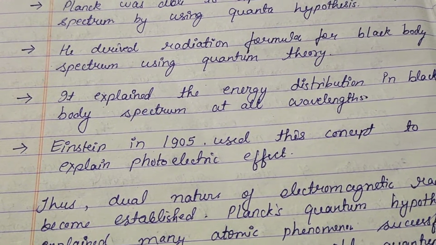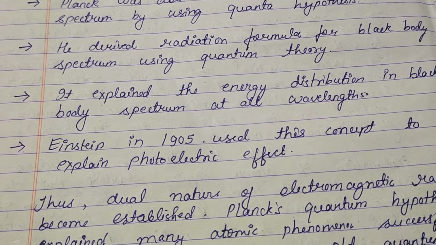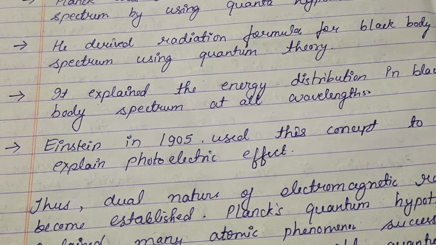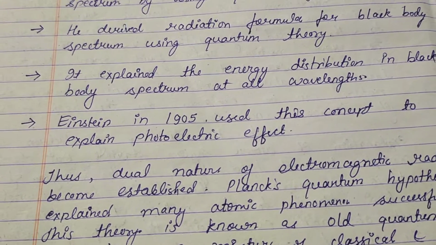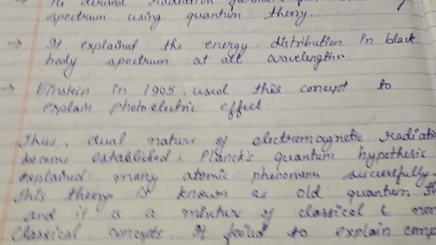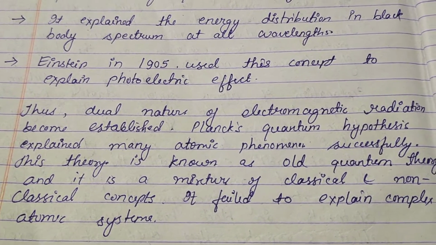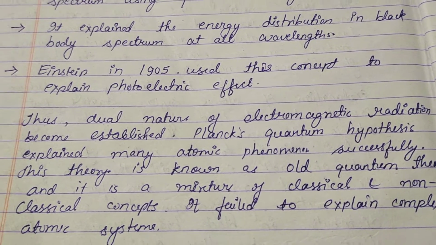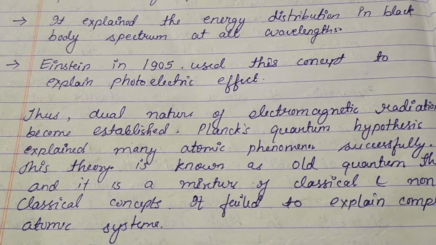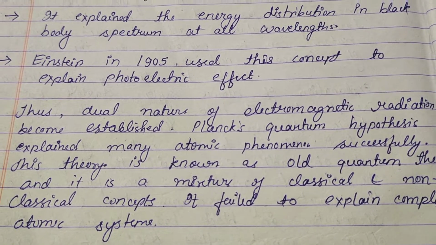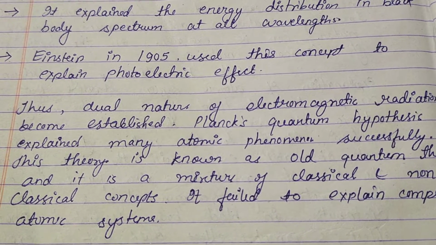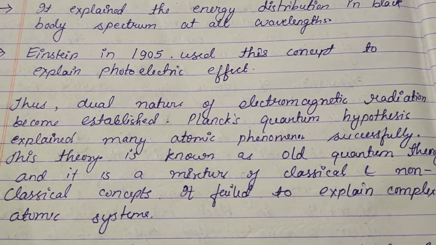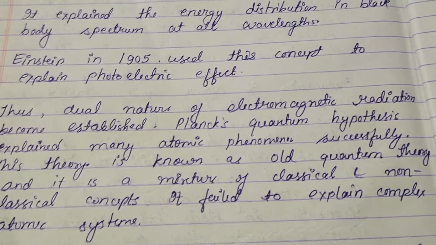Then in 1905, Einstein used this concept to explain the photoelectric effect, which was also not explained by classical physics. Thus, the dual nature of electromagnetic radiation became established. Planck's quantum hypothesis explained many atomic phenomena successfully. This theory is known as the old quantum theory, and it is a mixture of classical and non-classical concepts. It failed to explain complex atomic systems.